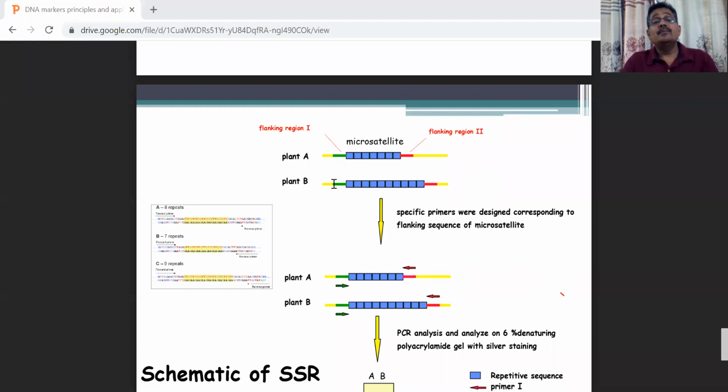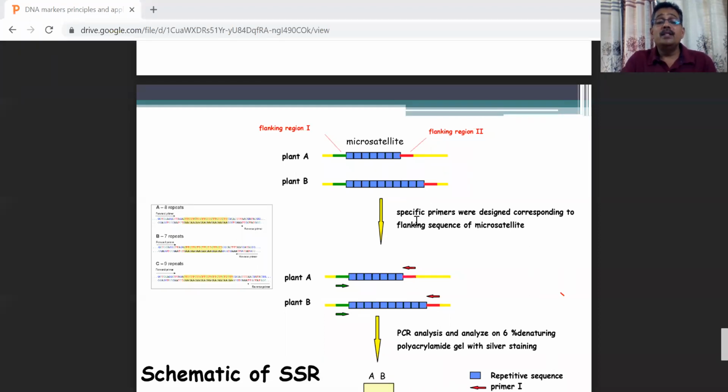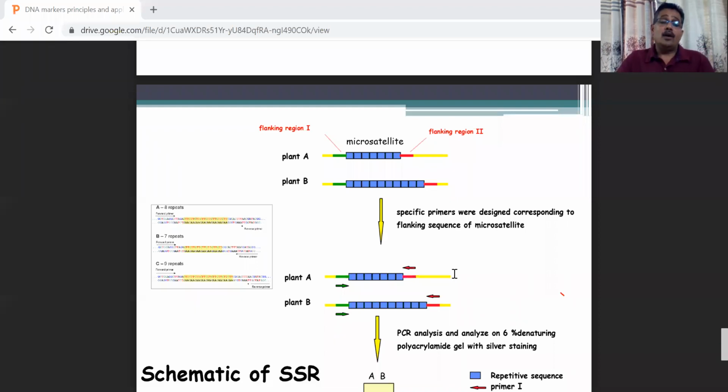So we design the primer. Plant A has, for example in this case, 7 repeats, 7 blocks. Plant B has more than 7 repeats, maybe 10 repeats. So when these two have different repeats and you design a primer, because the flanking regions have unique sequences, we put the forward and reverse primers flanking the region which has unique sequences. So this primer can amplify both plant A and plant B.